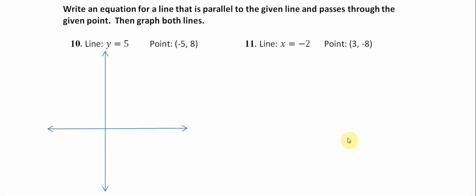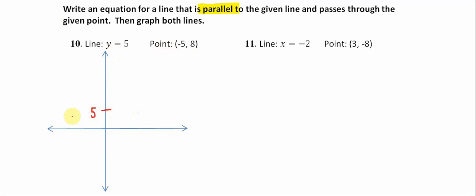We continue our study of parallel and perpendicular lines with some unusual examples here. So we're given a line, y equals 5, and a point, and we want to create another line that is parallel to this first line and passes through the given point right here. All right, so I always like to start out with, let's just graph. We're supposed to graph both lines, but let's just graph, and we can do a reasonable sketch here.